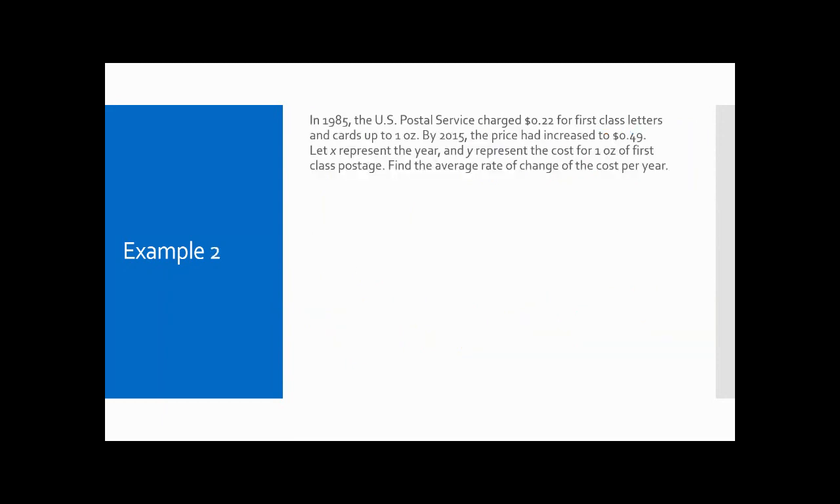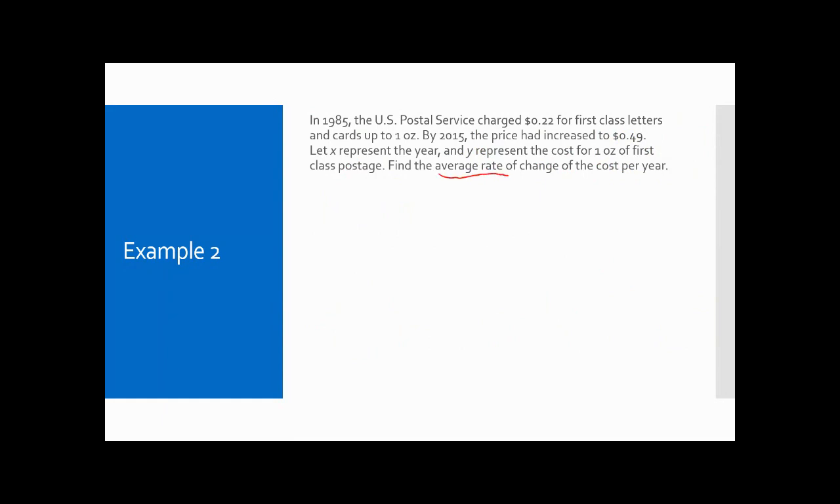Now I'm going to take a look at a word problem or an application of slope. In 1985, the U.S. Postal Service charged 22 cents for first class letters and cards up to 1 ounce. By 2015, the price had increased to 49 cents. And honestly, I don't even know what the price is these days because I never mail anything out. Let X represent the year and Y represent the cost of 1 ounce of first class postage. Find the average rate of change of the cost per year.